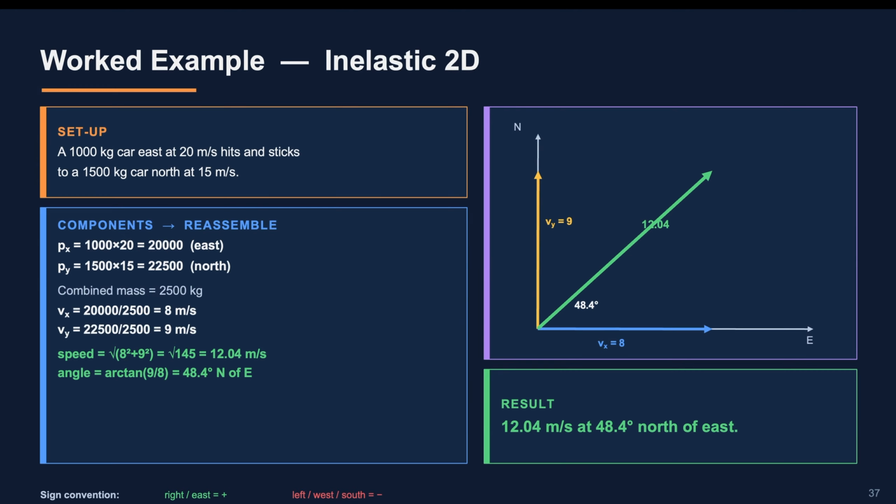Alright, so now let's try an inelastic 2D collision. A 1000 kg car east at 20 meters per second. Okay, it's going east at 20 meters per second and hits a 1500 kg car north at 15 meters per second. Okay, so 1000 times 20 here. What's that going to be? That's our momentum in the x direction, right? 1000 times 20.